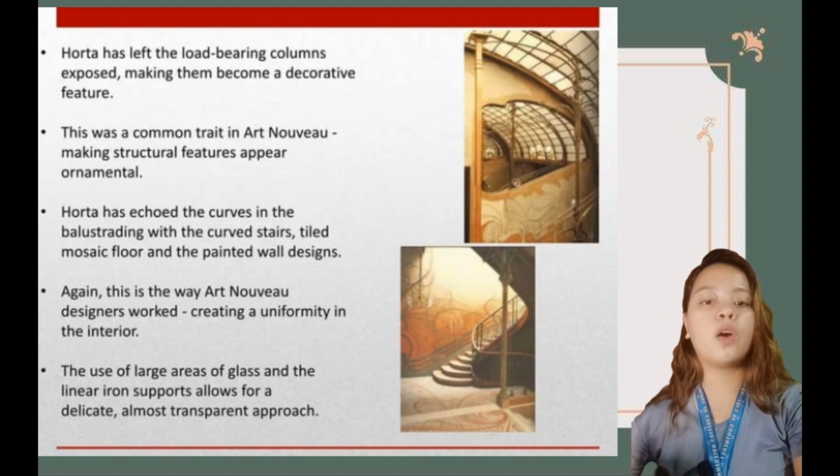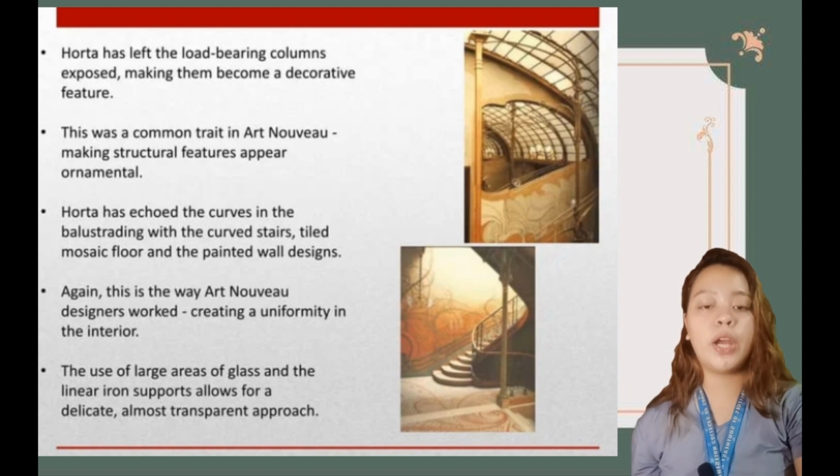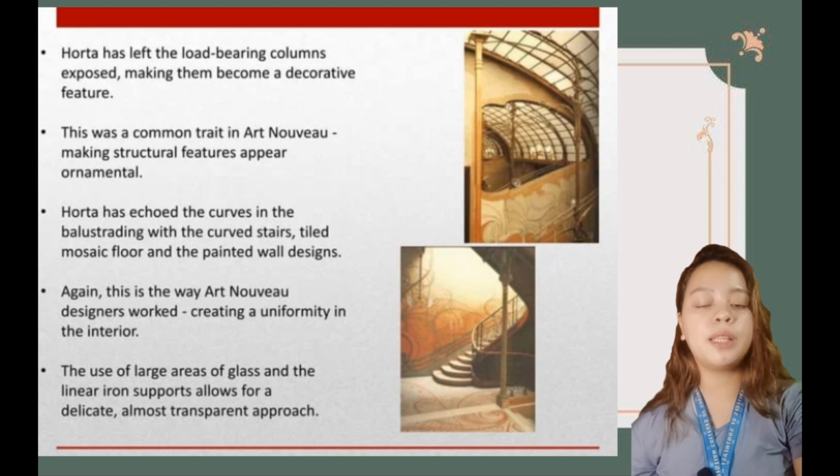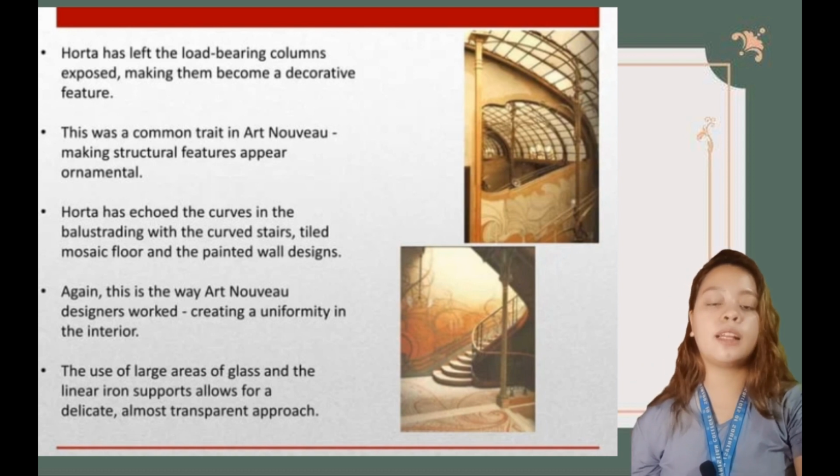Horta has echoed the curves in the balustrading with the curved stairs, tiled mosaic floor, and painted wall designs. Again, this is the way Art Nouveau designers work, creating a uniformity in the interior. The use of large areas of glass and the linear iron supports allows for a delicate, almost transparent approach.